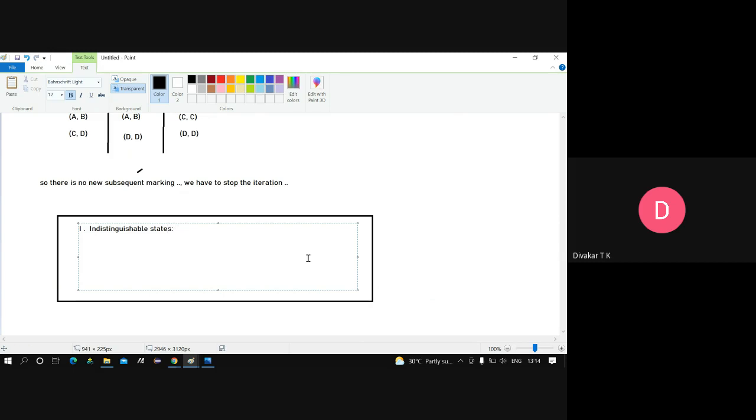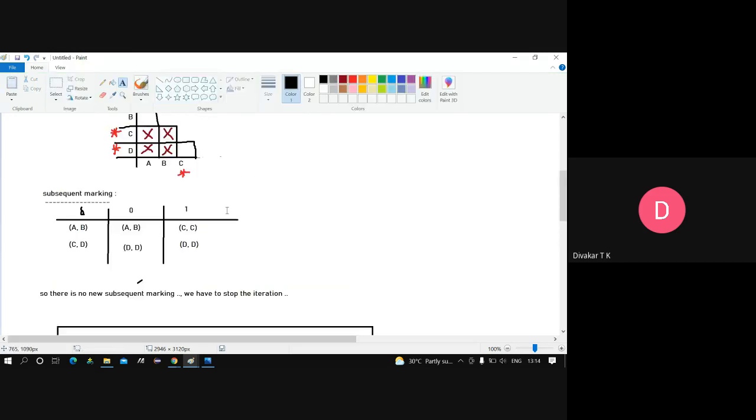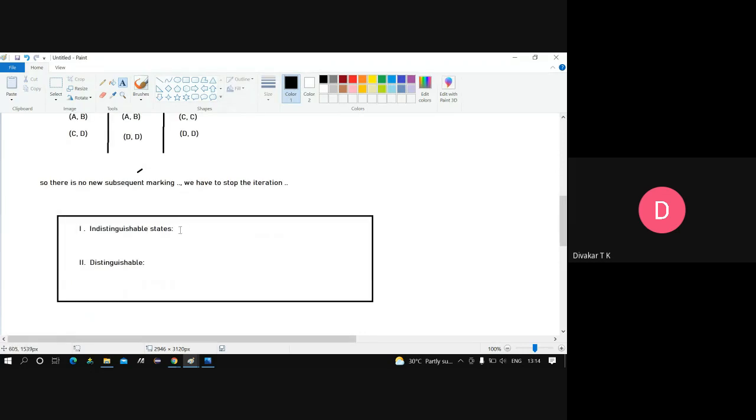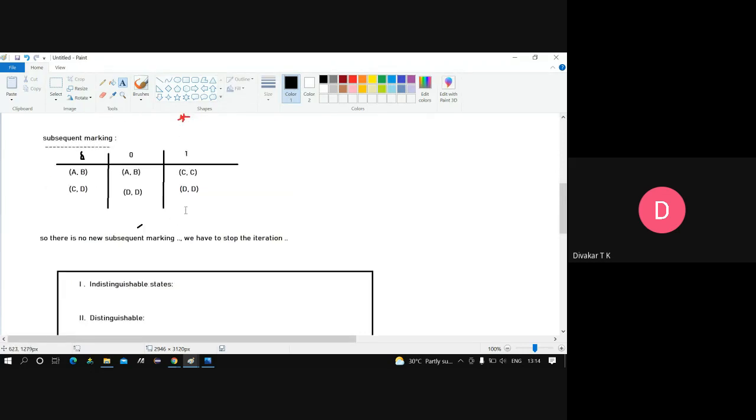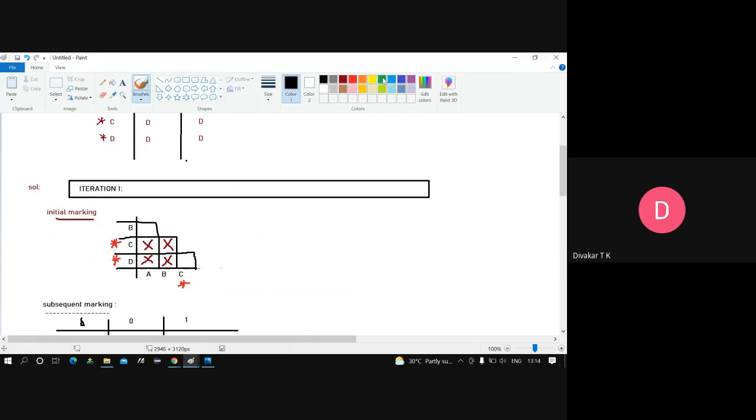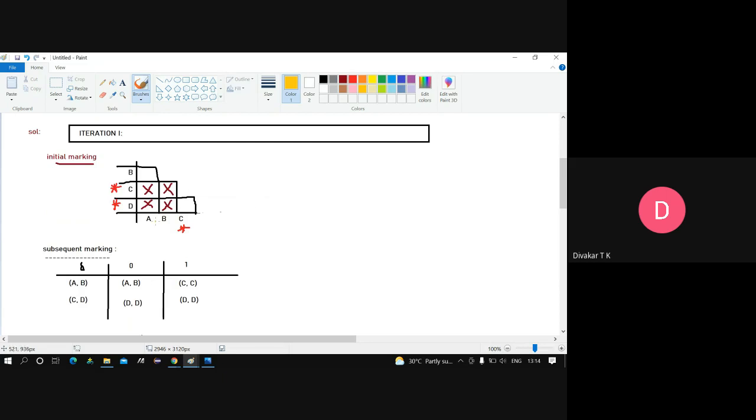What are indistinguishable states? In spite of that, I told many things yesterday. Many people are making mistakes again, so it's up to you guys how you understand it. Indistinguishable states, how to find them, I clearly told. Again, I'm explaining it. This is the last time I'm going to explain it. Clearly understand it.